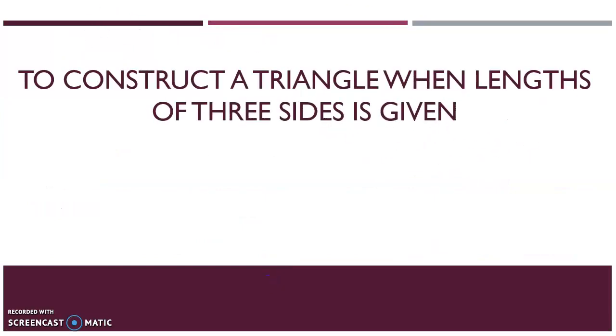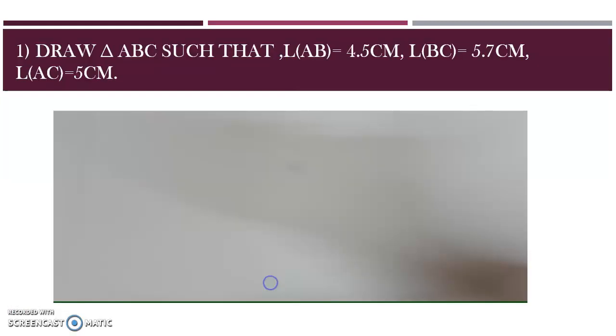In today's lecture, we will learn how to construct a triangle when length of 3 sides is given. Let's begin. Now see our first question. Question is, draw triangle ABC such that length AB is equals to 4.5 centimeter, length BC is equals to 5.7 centimeter, and length AC is equals to 5 centimeter.